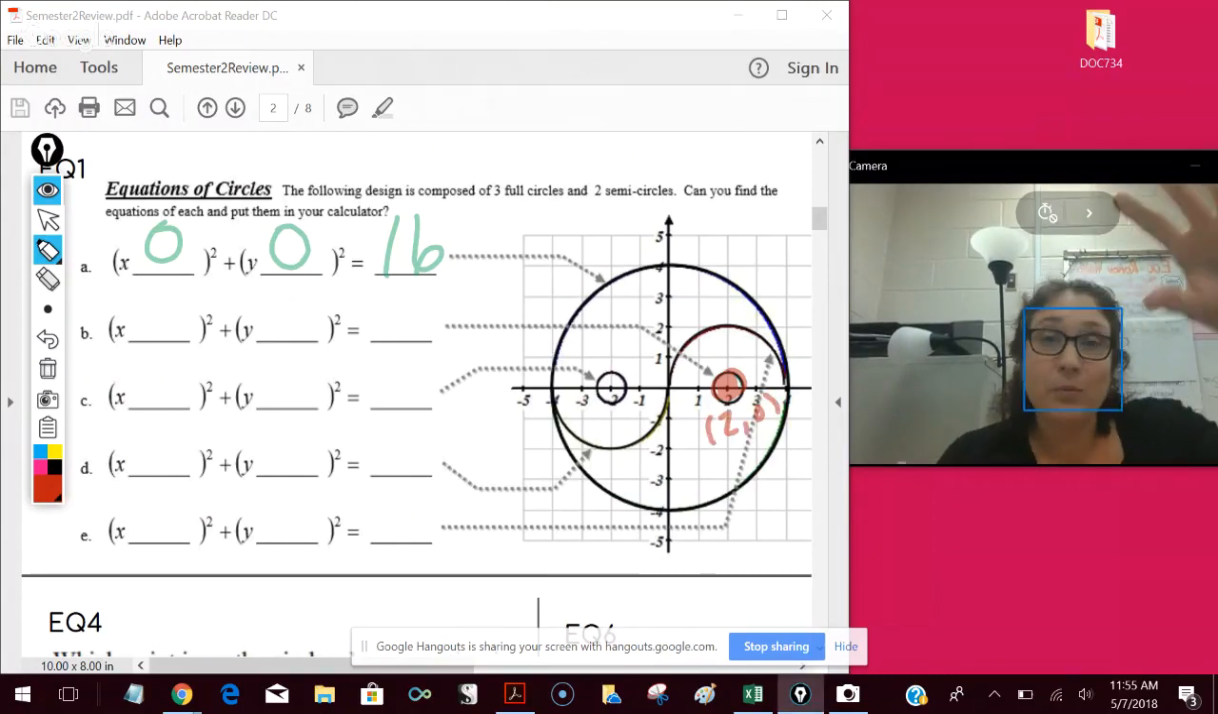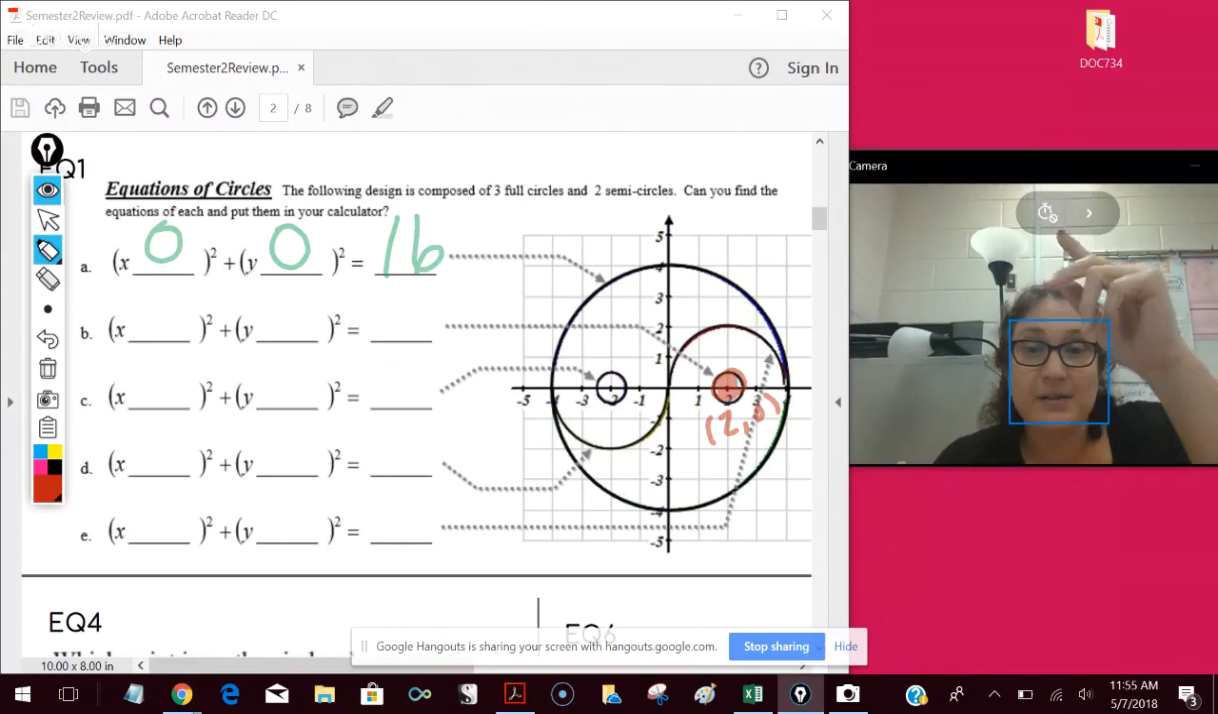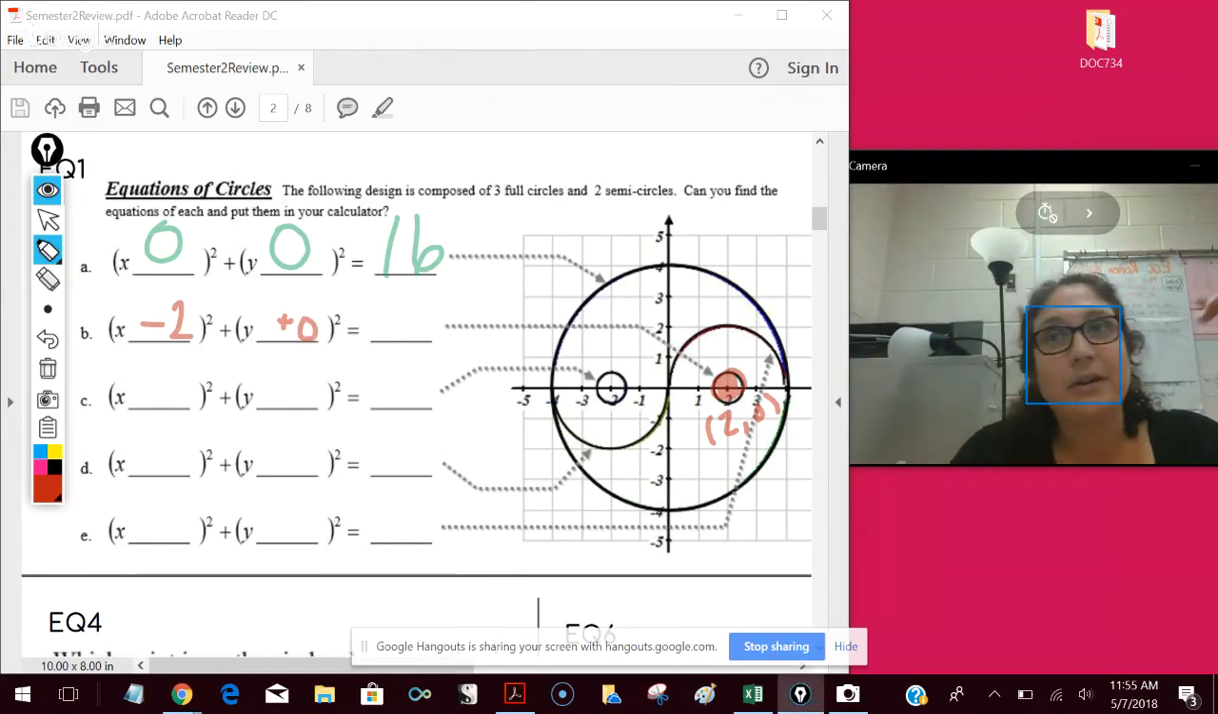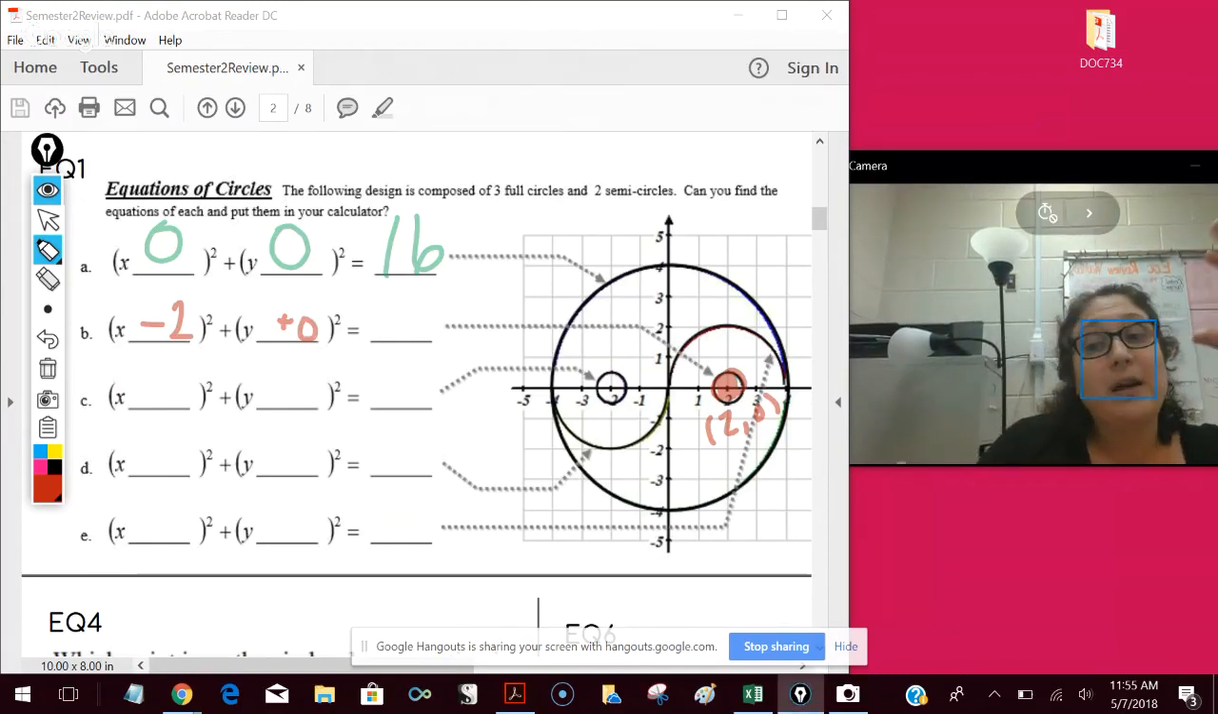So whenever we go from the point to the formula, we flip the signs. So if this is positive 2, it's going to become negative 2 here. And then if you want to write y plus 0, you can, but you really don't need to. So now we've put in our point.